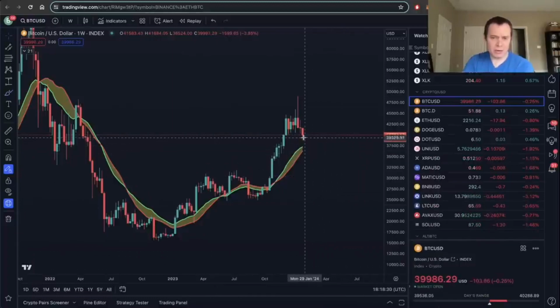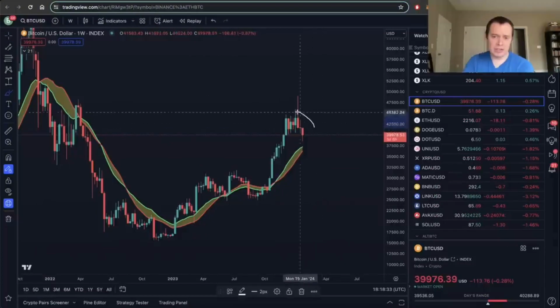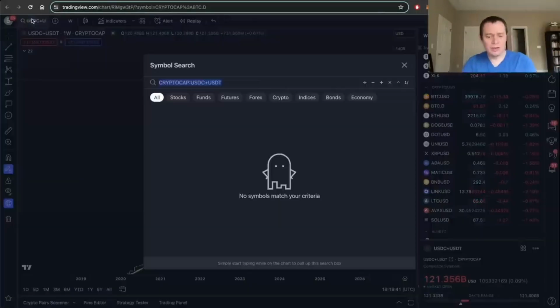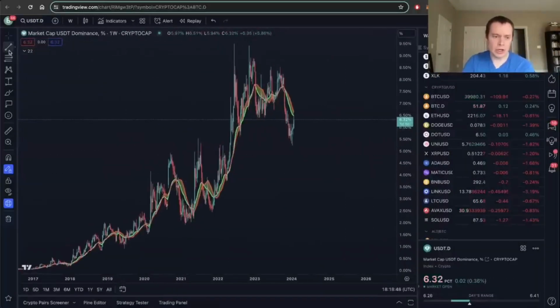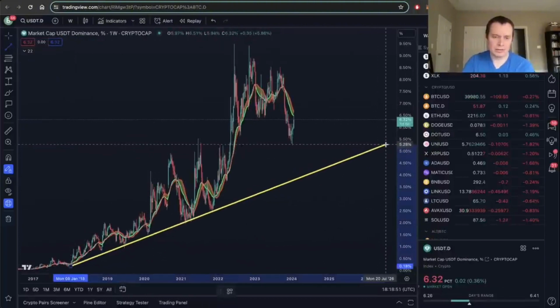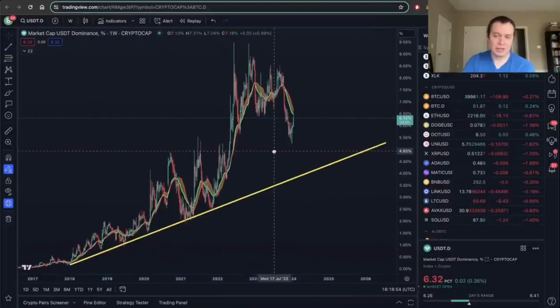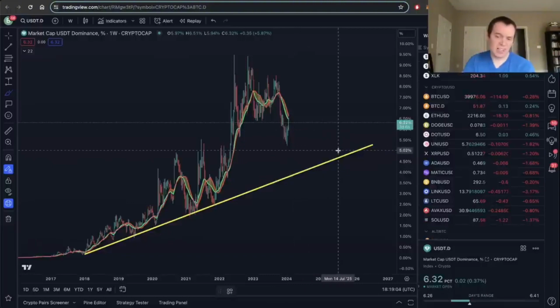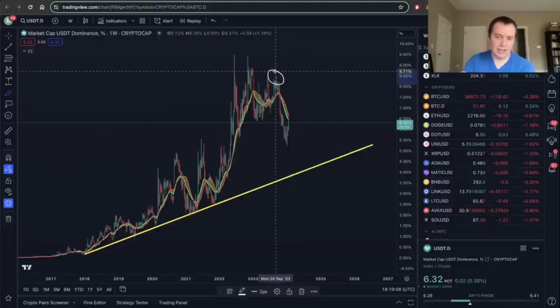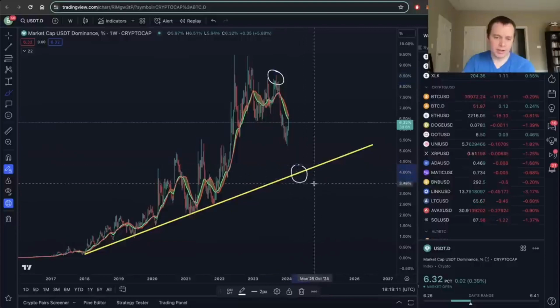Does Bitcoin hold support? If Bitcoin holds support in this area and bounces out of it, then does USDT dominance go back to this longer term trend line? And if it does, would that be a signal to the market that things are very, very overheated? Again, right now, we're just simply at 6%. We were at 8.5% over here. This trend line would put it at around 4%.